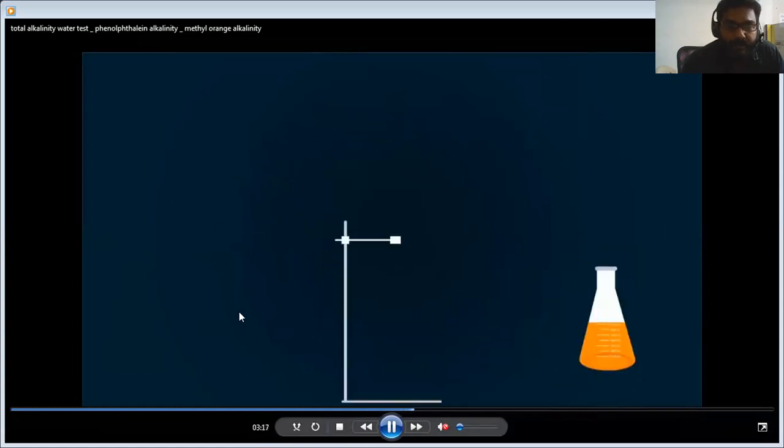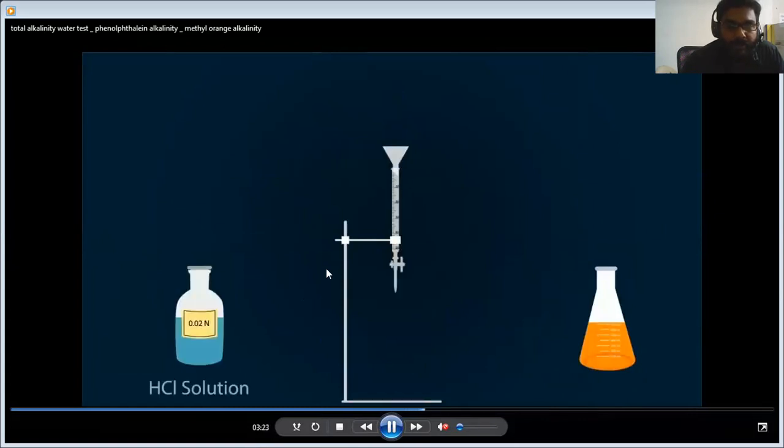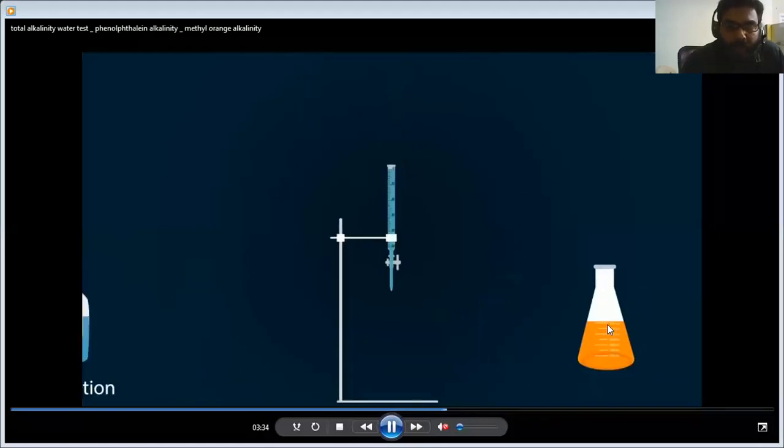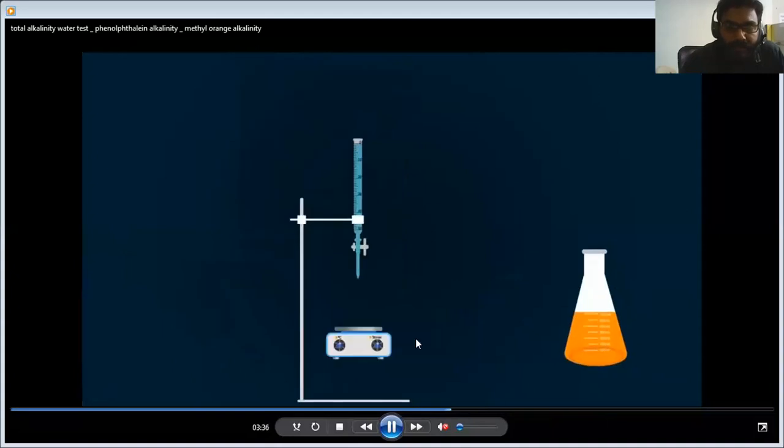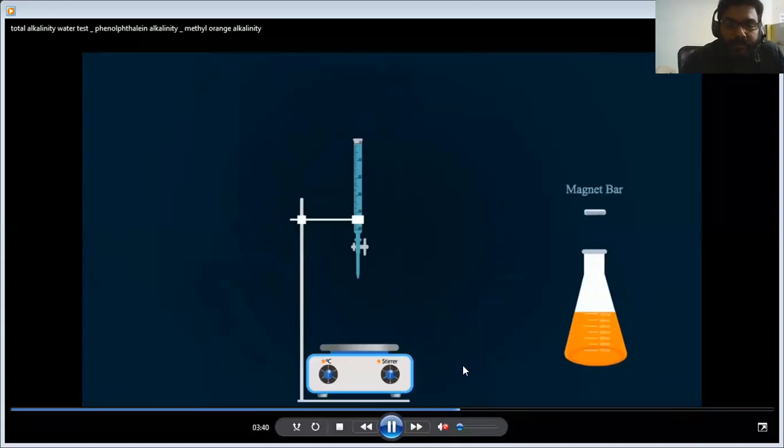And next is the burette filled with the acid. How much quantity? Filled up to 0%. The 0.02 normality acid is filled. Very interesting. Now the color, what happened? The yellow color, what happened? We will see with the magnetic stirrer. Why should you use a magnetic stirrer? To stir the complete solution uniformly. That solution is mixing. Right.